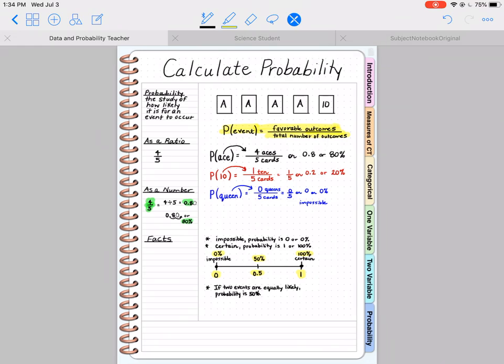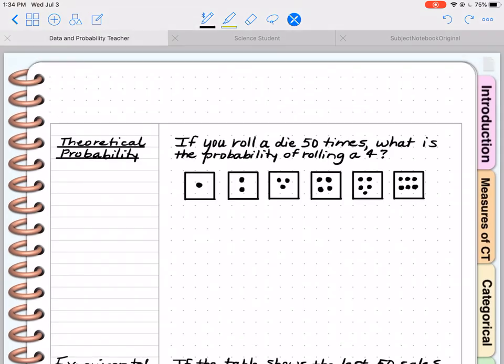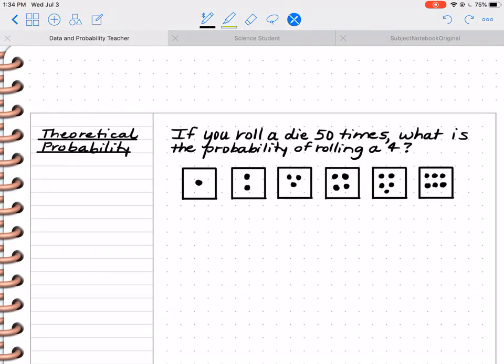So if you turn the page, we are looking at theoretical and experimental probabilities. And I want to focus on theoretical first. So let's get a definition of what theoretical probability means. This is probability based on the laws of chance.